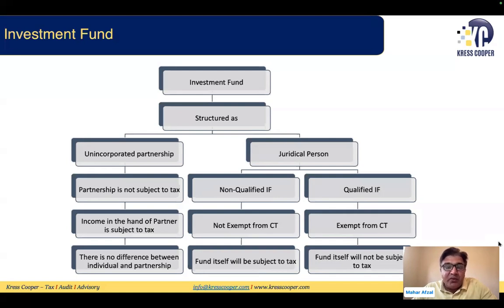But if this is a qualifying investment fund, regulated, all these conditions are being satisfied, and FTA has approved this as a qualifying investment fund, the fund itself is exempt from the corporate tax. The fund will not be subject to tax. Net income in the hand of the investor will be subject to tax on a proportionate basis.